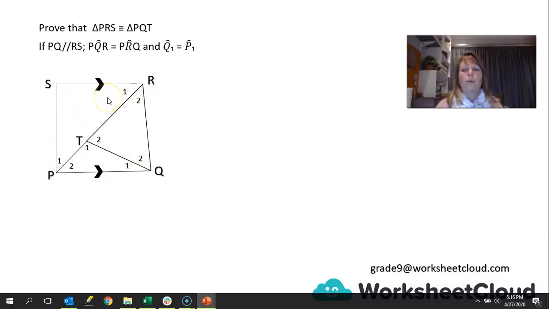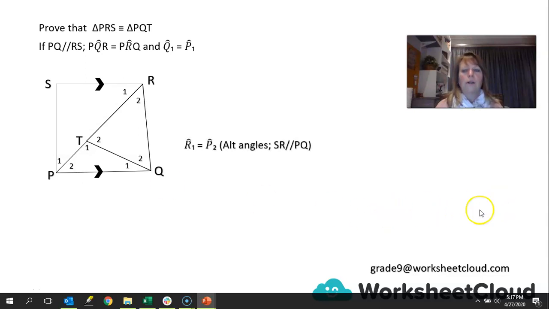We know that PQR, that angle there, is equal to PRS. Q, that angle there, and Q1 is equal to P1. Okay, pause the video now. You try and work it out yourself, and then we will go over it together.